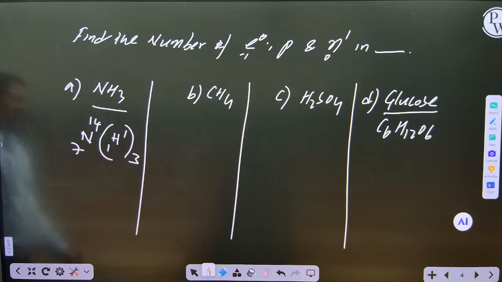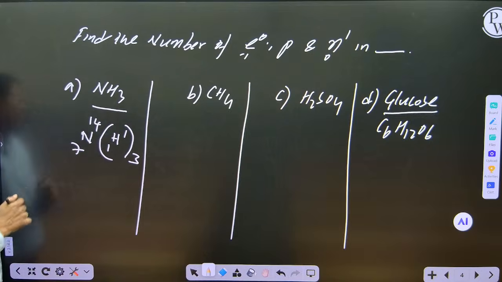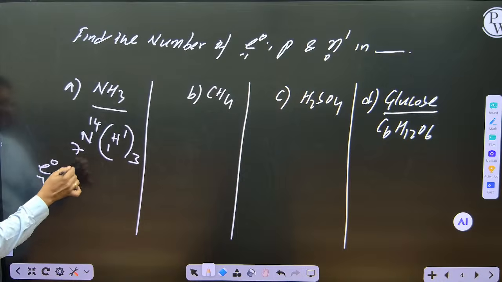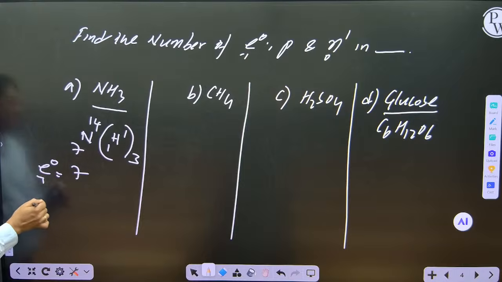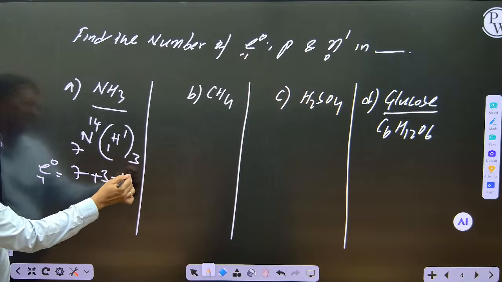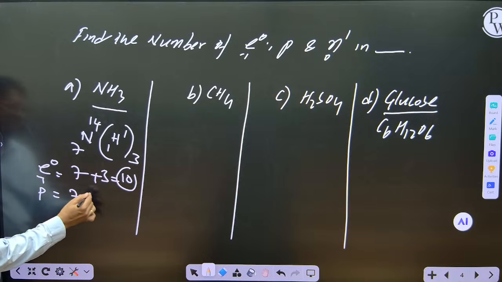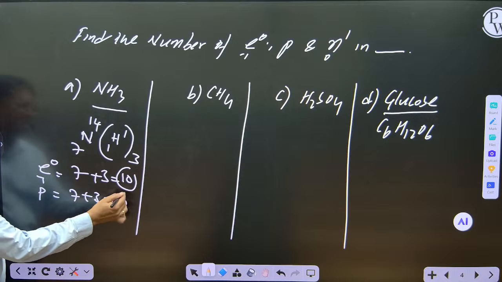Understood? So I elaborated this. See how N 7 14, there are 3 hydrogens. Now when I consider electrons, I have to consider from nitrogen. Nitrogen there are 7 electrons, and from hydrogen 1 into 3, 3. Total electrons comes 10. Clear for all? Same way protons also come same, 7 plus 3, that will be same 10 protons.